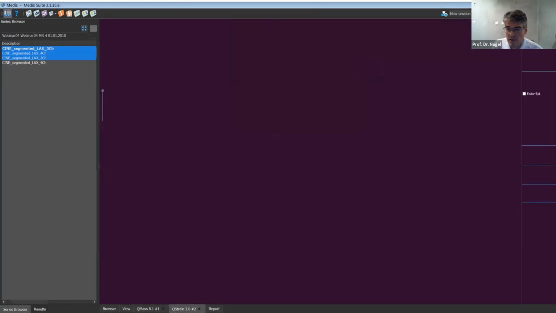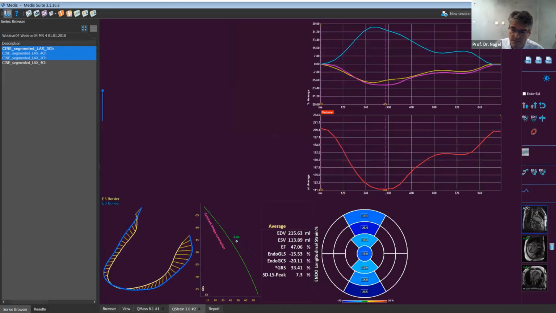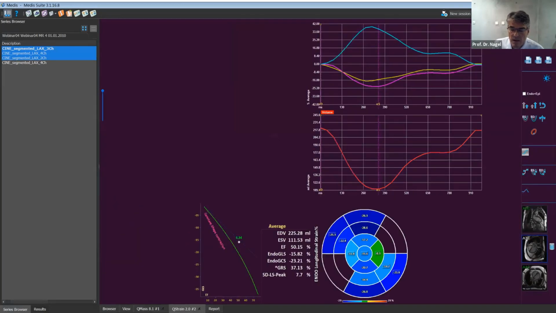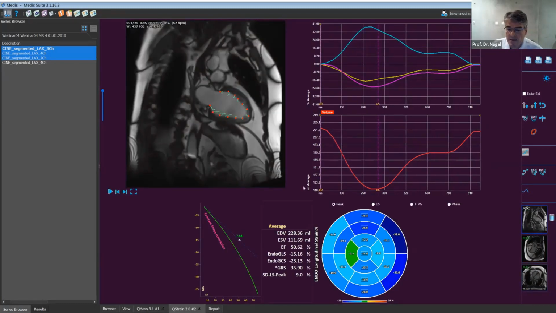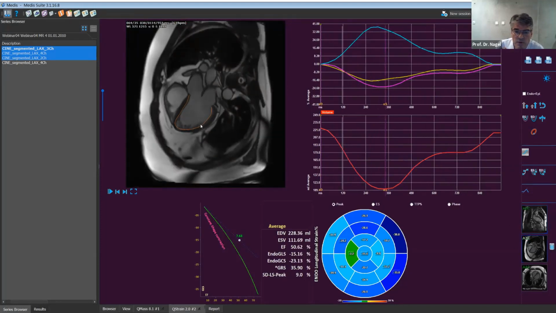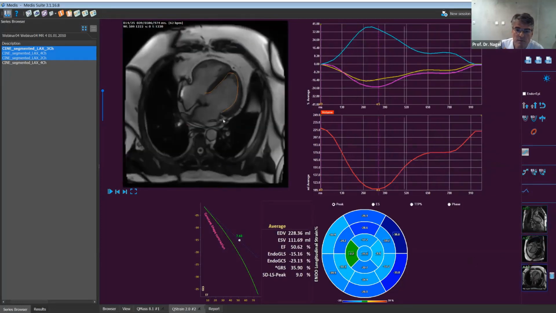So here again is the screen, which then allows me to load the images quickly and then go into the post-processing tool. And I accept, and then here I am at end systole. I'll show you the contour again here in the 2-chamber view, in the 3-chamber view, and in the 4-chamber view, and I think they are reasonable.